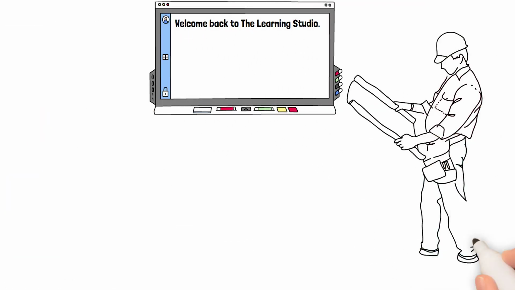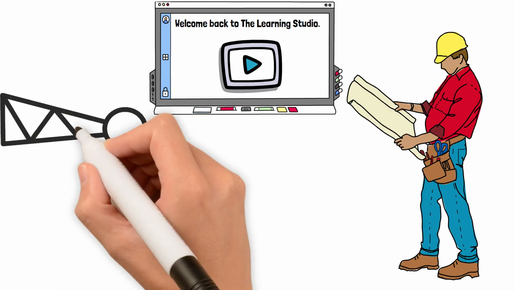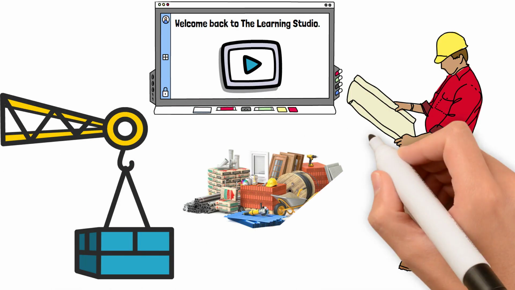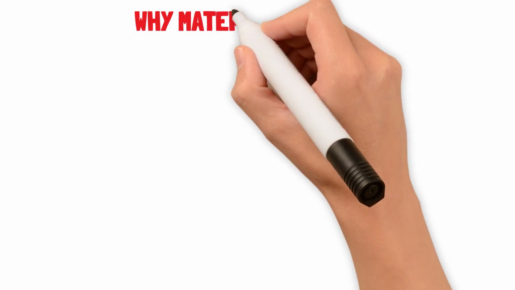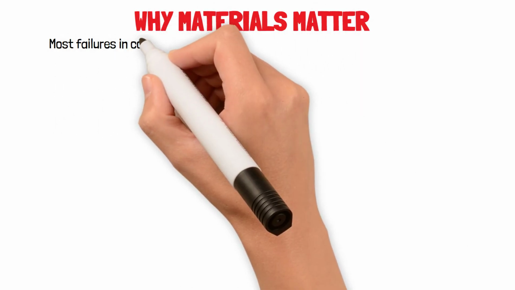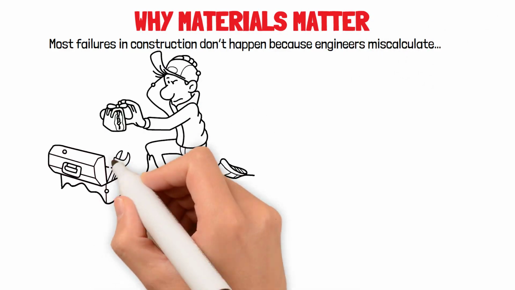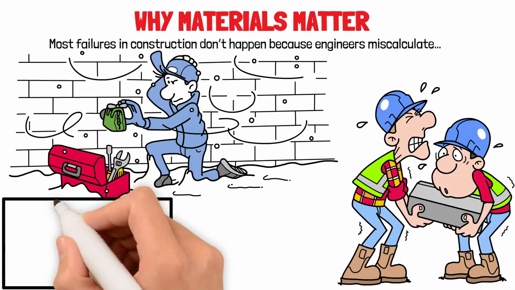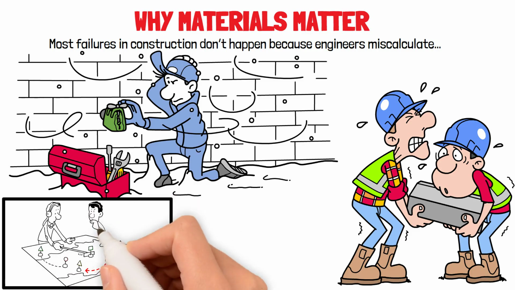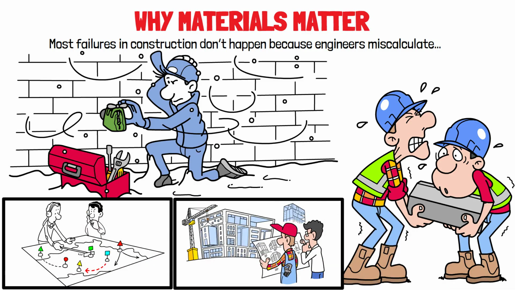Today's episode in the Civil Engineering series explores the backbone of construction: engineering materials. Why materials matter. Most failures in construction don't happen because engineers miscalculate. They happen because someone picked the wrong material. Civil engineering begins with understanding what you're building with, not just how you're building it.